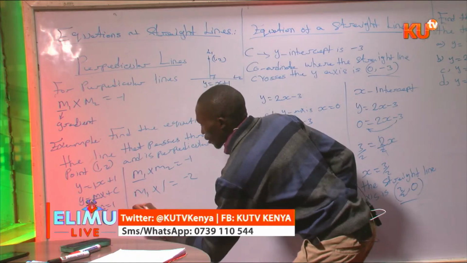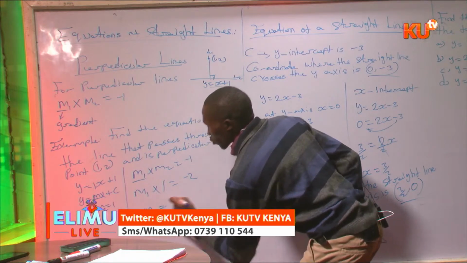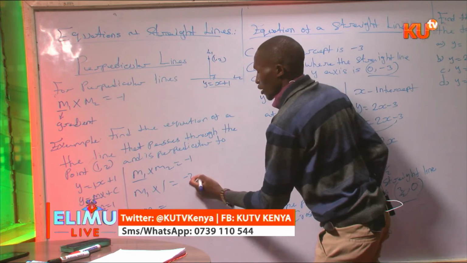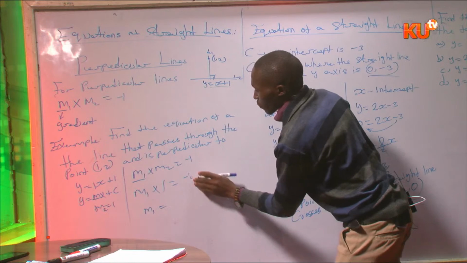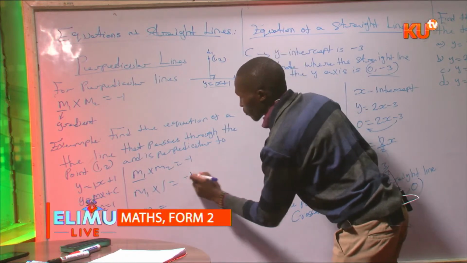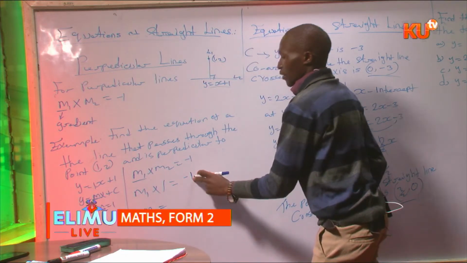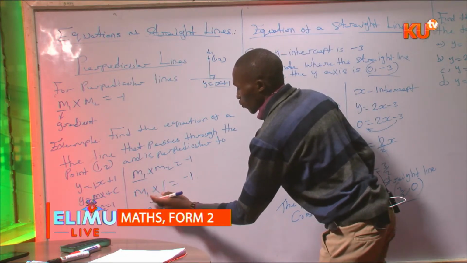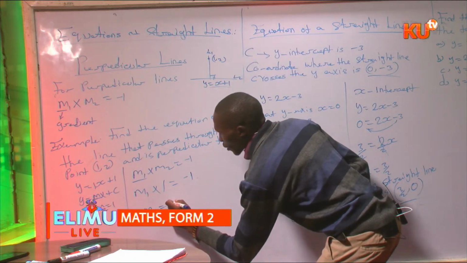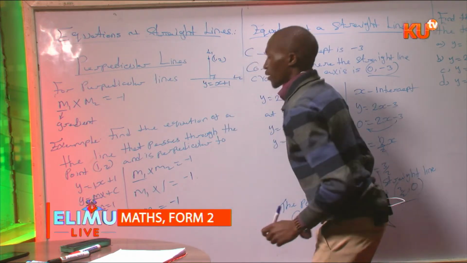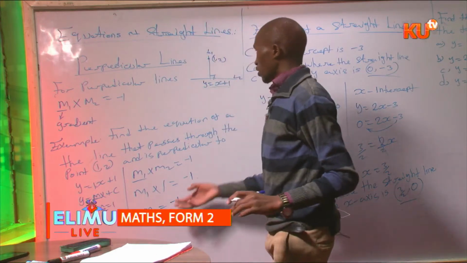So m1 times 1 equals, sorry, here it's -1. So m1 times 1 equals -1. So m1 equals, you divide by 1 on both sides, -1. Okay? So that is the gradient of the first line.